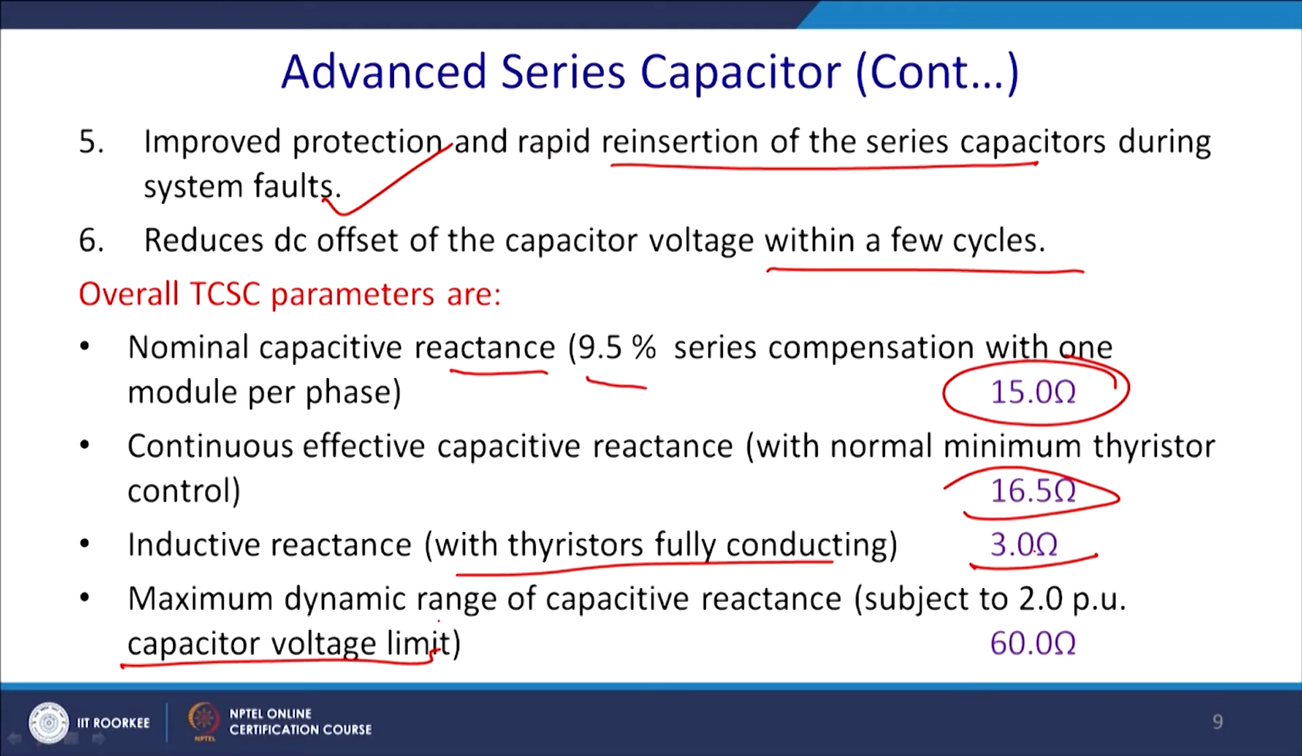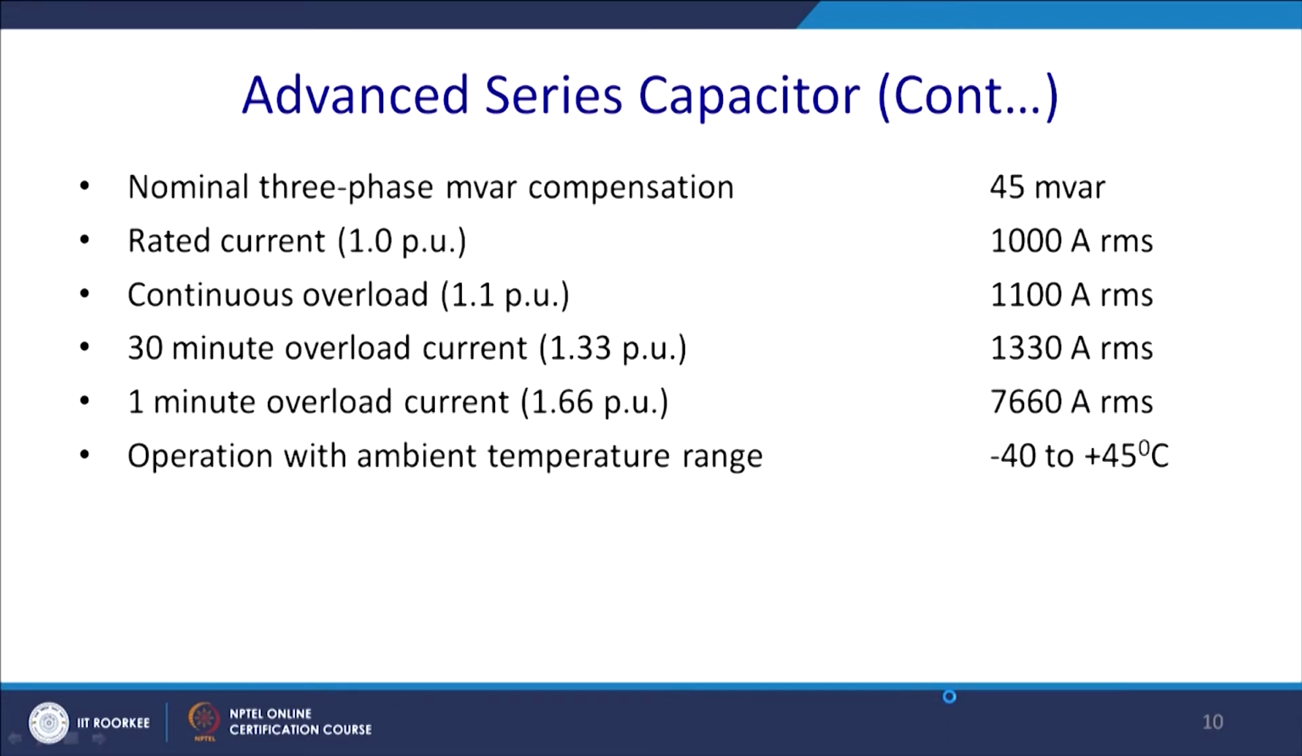So, this is something the insulation limit has prescribed, and that can go to a capacitive reactance equal to 60 ohm. So, these are the ratings, and these are the advantages also. Nominal 3 phase MVAR compensation is 45 MVAR. Current rating per unit has been chosen for 1000 ampere base.